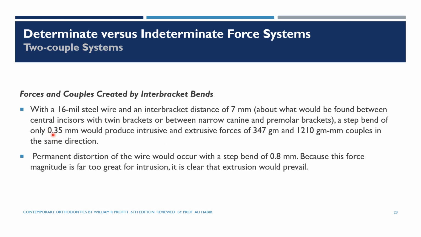So this small bend created this amount of extrusive and intrusive force on the adjacent teeth, which means that if you intend to intrude a tooth, it will never intrude. The adjacent tooth will extrude instead of intrude, so the extrusion will prevail all the time. If you try to make a larger bend, like 0.8 millimeter, it's very difficult to engage. The bigger the step is, the more difficult it is to fit the wire in, and you end up with either permanent distortion of the wire at the step site, or you might break the brackets.